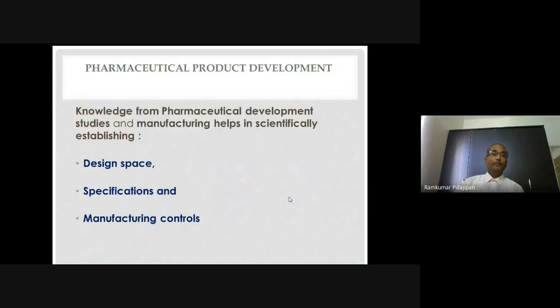Next slide. See, pharmaceutical product development involves knowledge from the development studies and manufacturing. This knowledge makes you a scientist. This knowledge makes you a pharma professional who can guarantee the quality to the patients. Now, what are the three important aspects of ensuring quality? The first one is design space. Second is specifications. Third is manufacturing controls. Let's see one by one.